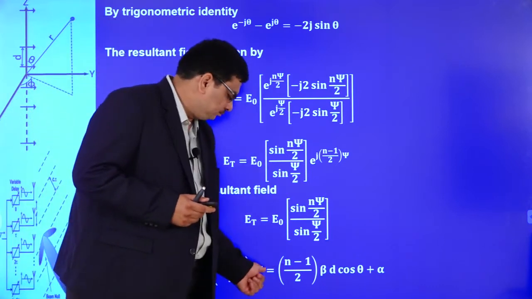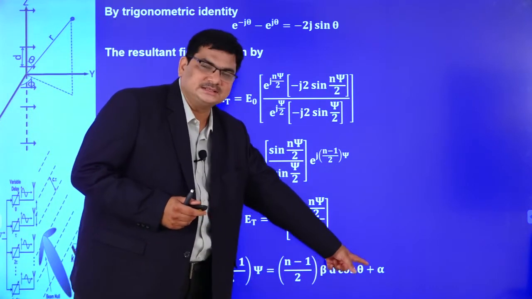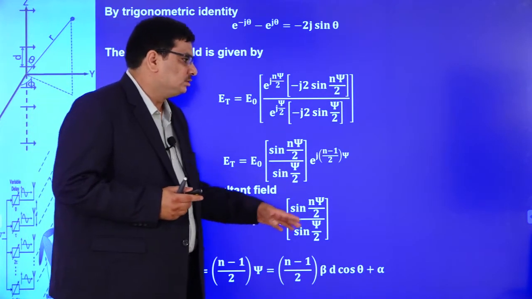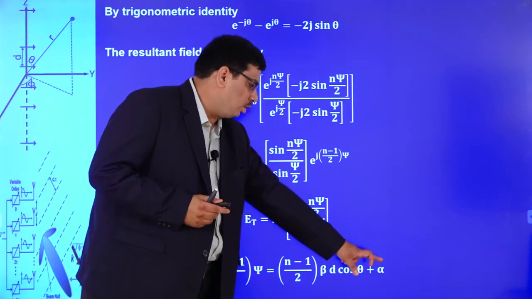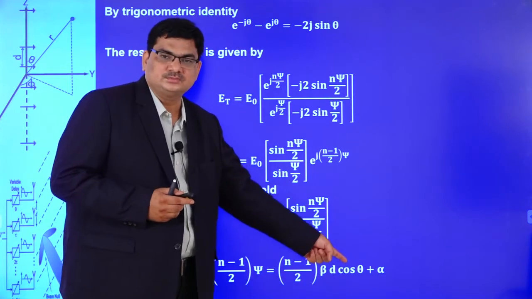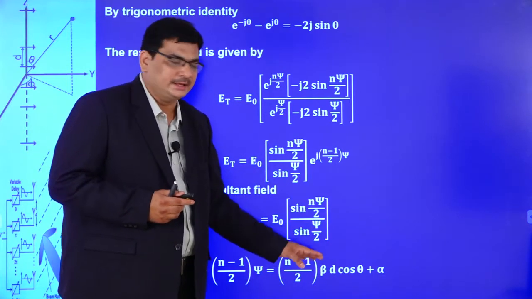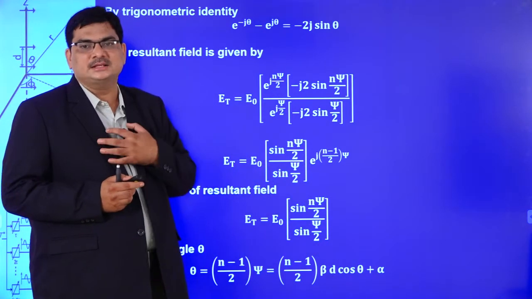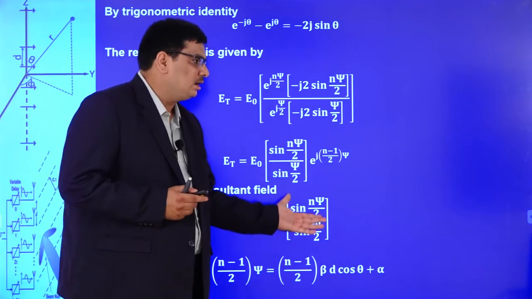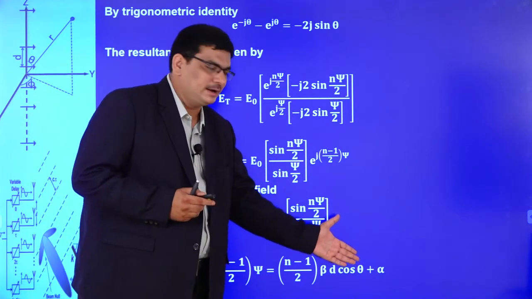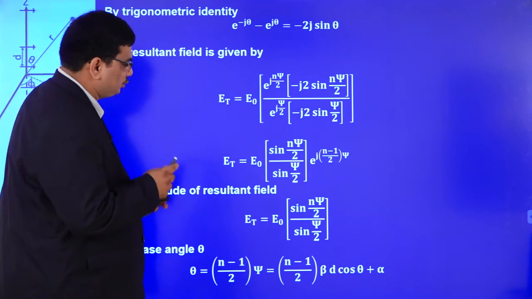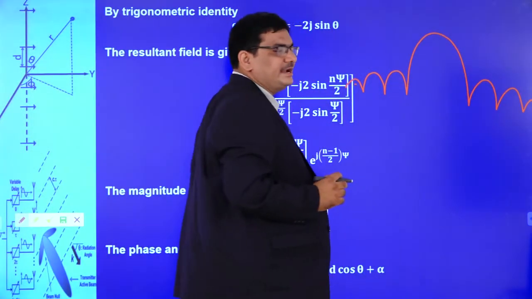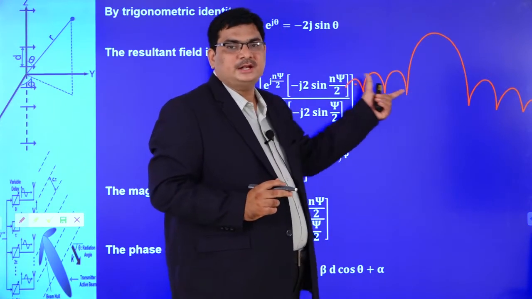If you substitute psi equals beta d cos theta plus alpha, for the broadside case this alpha is equal to 0, and for the end fire case this alpha is equal to 180. So, based on this alpha we can decide whether our antenna is a broadside antenna or an end fire antenna. Before going to this, actually this is the radiation pattern of your n element uniform array.